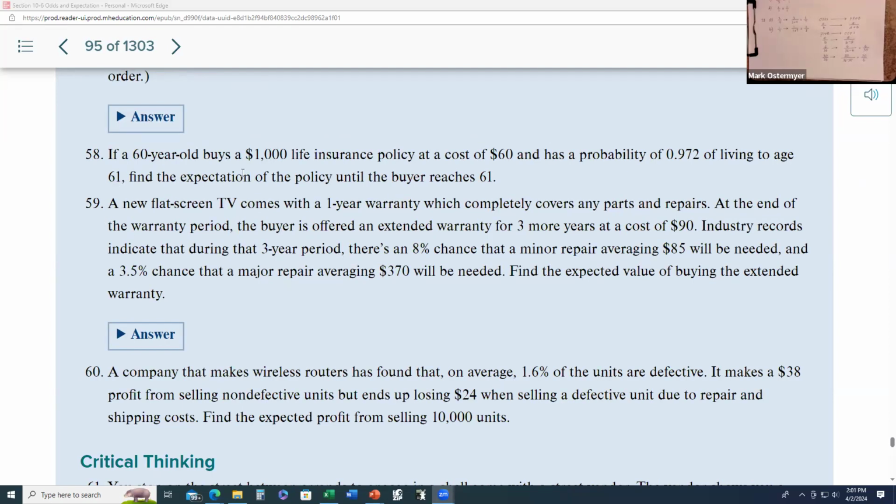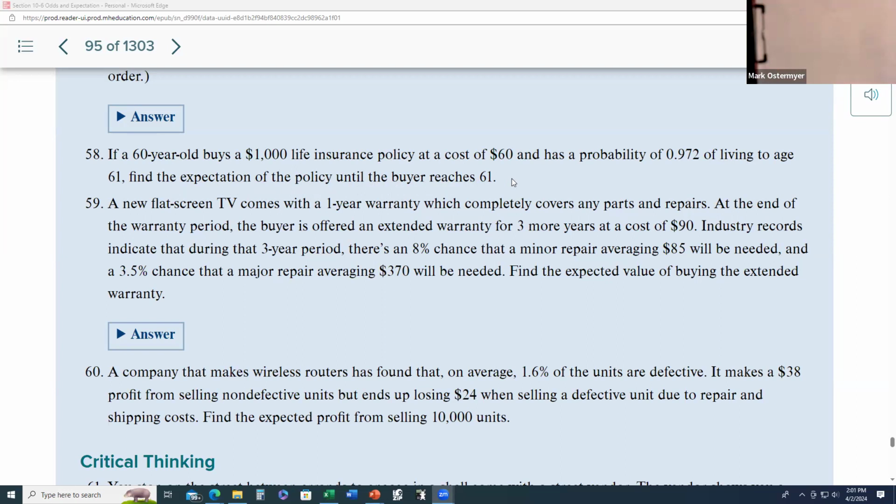If a 60-year-old buys a $1,000 life insurance policy at a cost of $60 and has a probability of 0.972 of living to the age of 61, find the expectation of the policy until the buyer reaches 61. And so as we're going to see if this insurance company is going to stay in business or go broke here by selling these life insurance policies to these 60-year-olds.